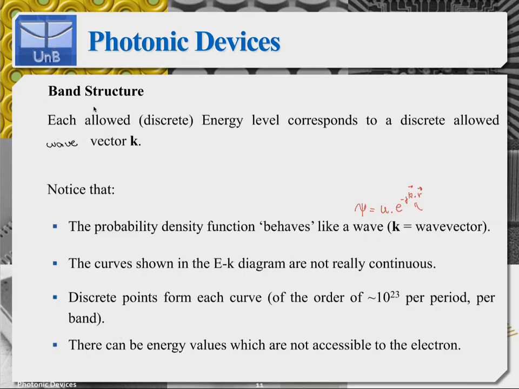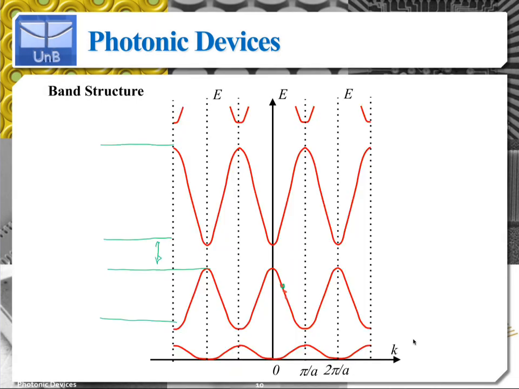Also, in the band structure, you can notice that there can be energy values which cannot be accessed by the electron. So the electron can be in states associated with these points with corresponding energy and k values right here. But notice that in this interval here, there are no states, there are no allowed energy or wave vectors that the electron can assume. So this right here would correspond to the forbidden band, if, for example, this was the valence band and this was the conduction band.